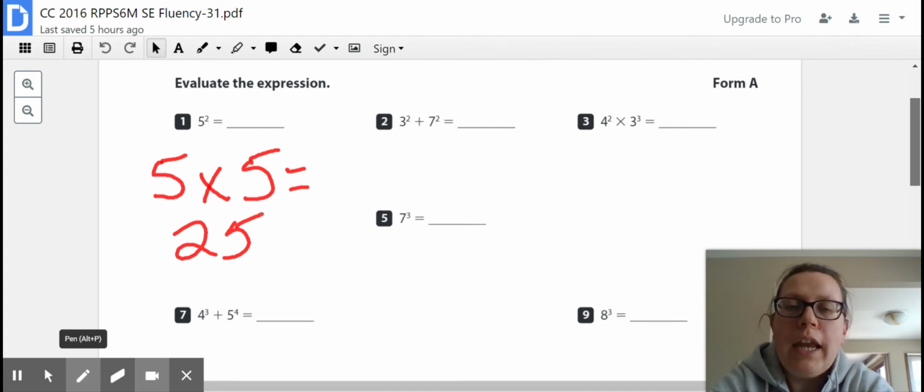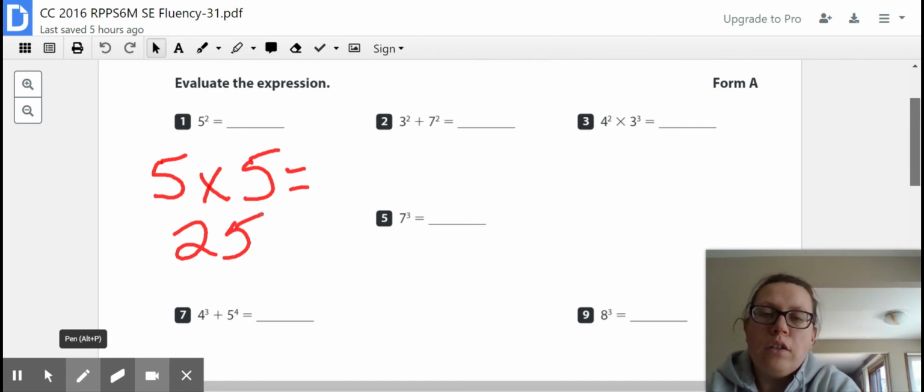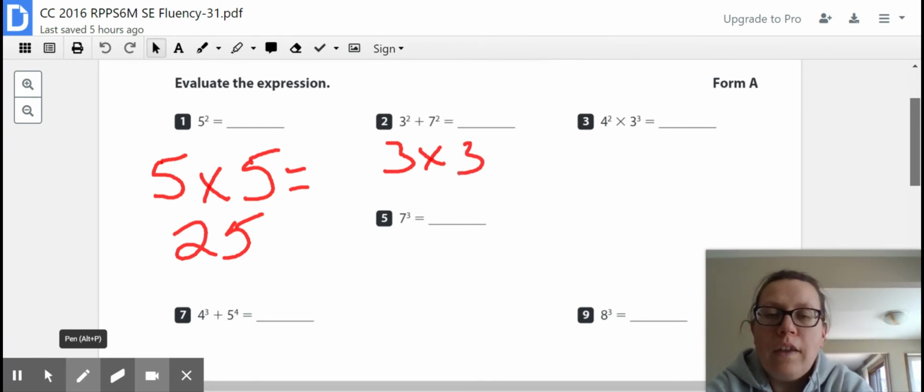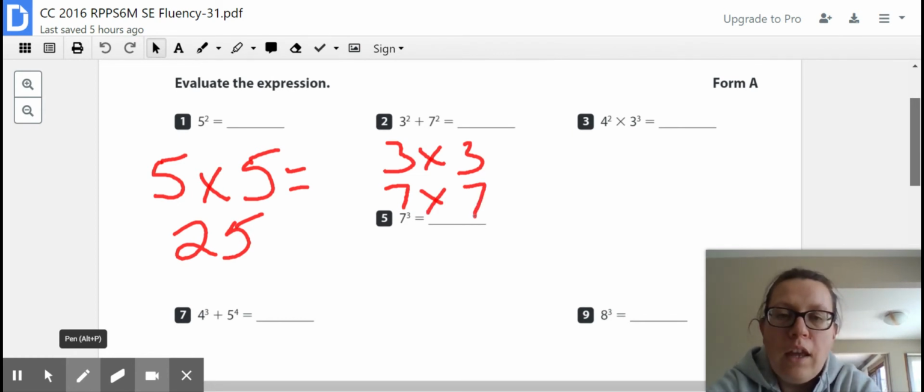Now let's take a look at number 2. Number 2 has a few steps in it. First, they want you to raise 3 to the second power, or do 3 squared, which will look like this. And then they want you to do the same thing for 7. So I will write that below this one, and then I'm going to put some equal signs.